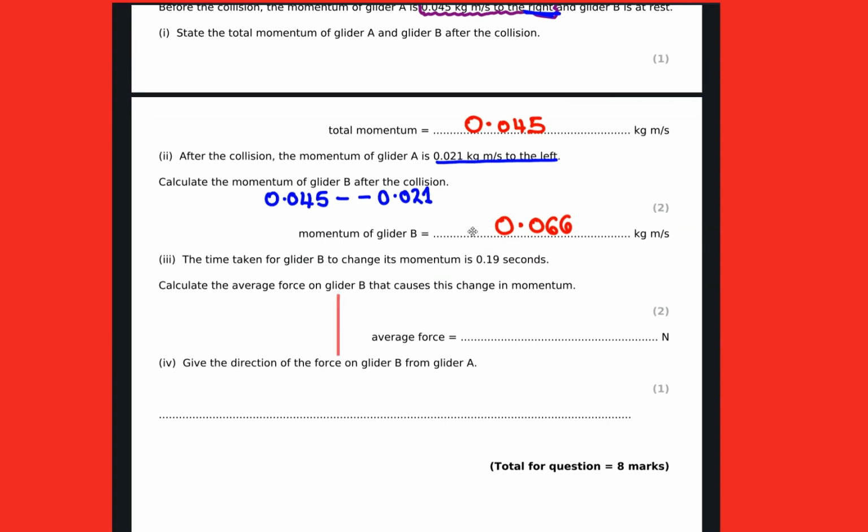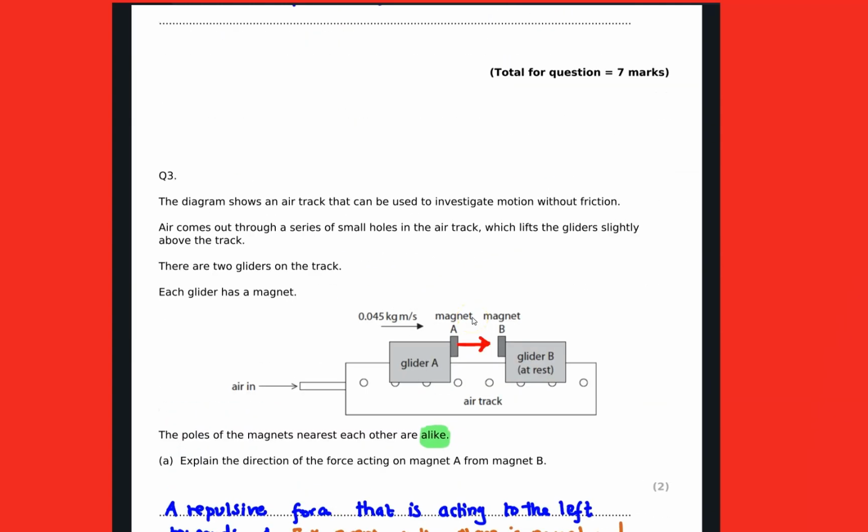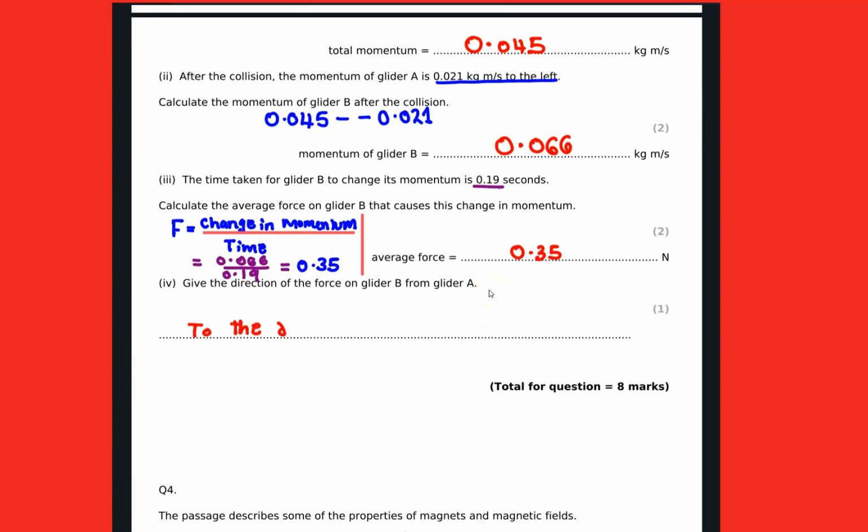You need to remember that force equals the change in momentum over the time taken, and in this case we have the change in momentum of a force of 0.35 newtons. Then it's going to be to the right, like that.